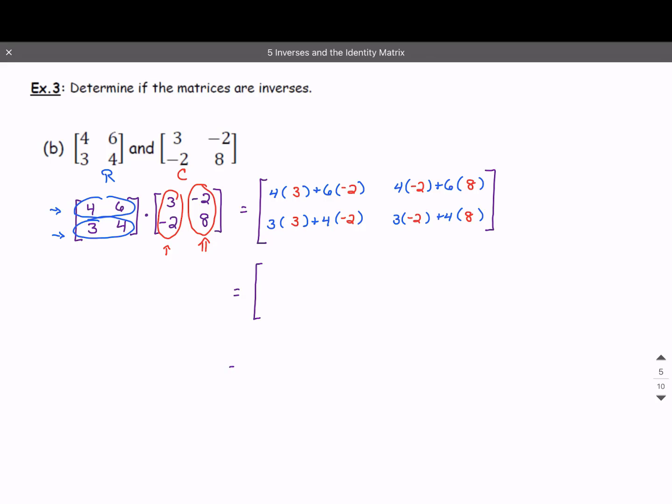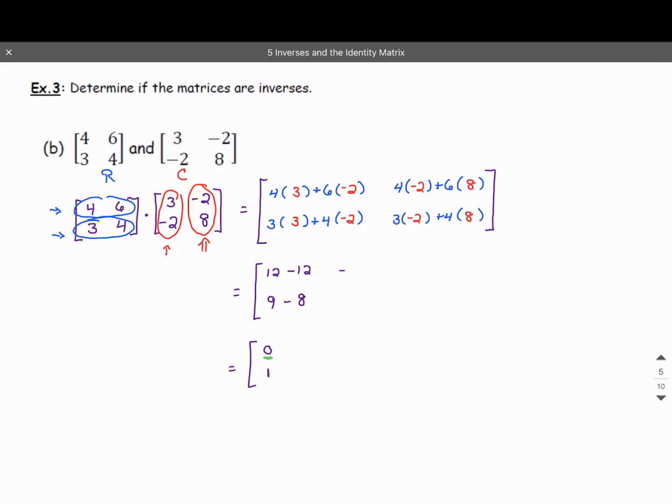Okay, we're going to do a little bit of arithmetic now. 4 times 3 is 12, 6 times negative 2 is negative 12, and we get a 0. Now I know right now this is not going to be the identity because this top corner is supposed to be what number? It's supposed to be a 1. So I already know the answer to my question, but you know me, I can't leave this half done. 3 times 3 is 9, and 4 times negative 2 is negative 8, so that's going to give us a 1. The 1 is in the bottom position, which is supposed to be a 0.